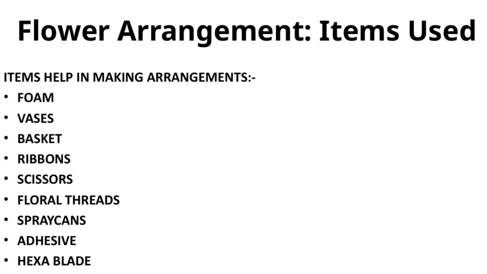Now, let's talk about the essential items that help us in making beautiful flower arrangements. First up, foam. This is crucial because it provides a stable base for our flowers and keeps them hydrated. Next, we have vases, which serve as the containers that showcase our arrangements and give them structure. Baskets are also popular, especially for more rustic or natural looks, offering a unique way to display flowers.